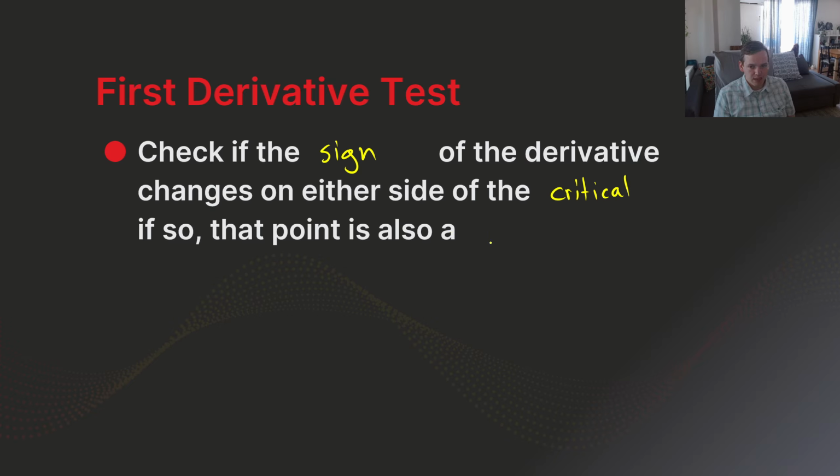If it does, that point is a local extremum. We don't necessarily know which one just from the change in sign, but we do know it's one of them.